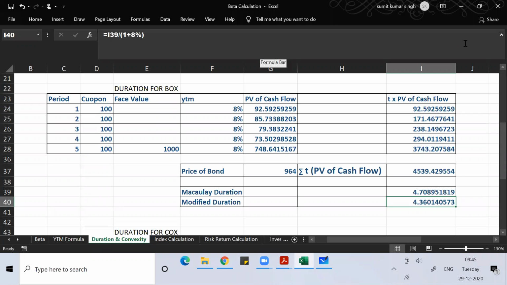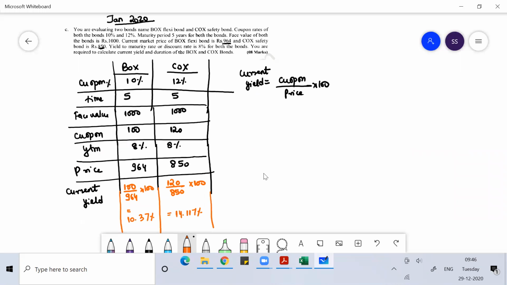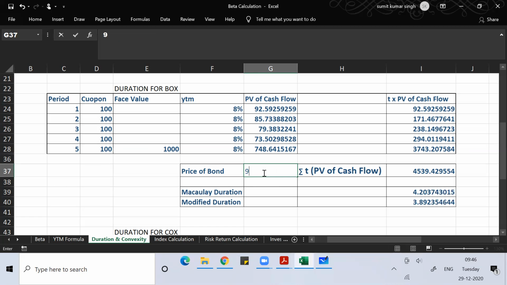So you just need to find the present value of the cash flows. You know how to find the present value of cash flow: divide the coupon by the YTM. So determine the present value, and get the sum of present values. This is not the same as the given price, because this is coming around 1079, but in the book the price is given as something else, so that is what I'm considering in this problem. Here it's given 964, so I'm considering 964.